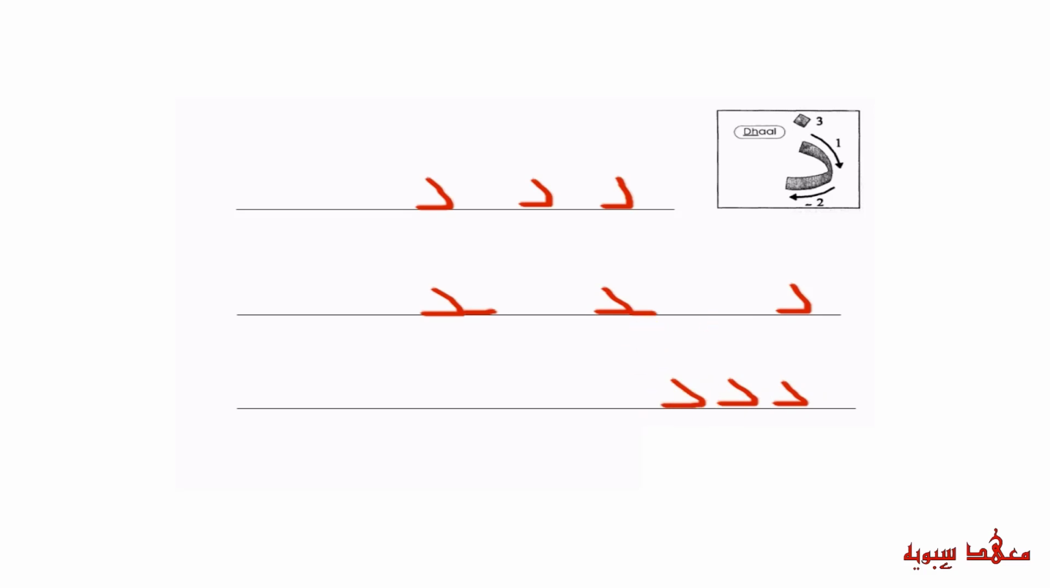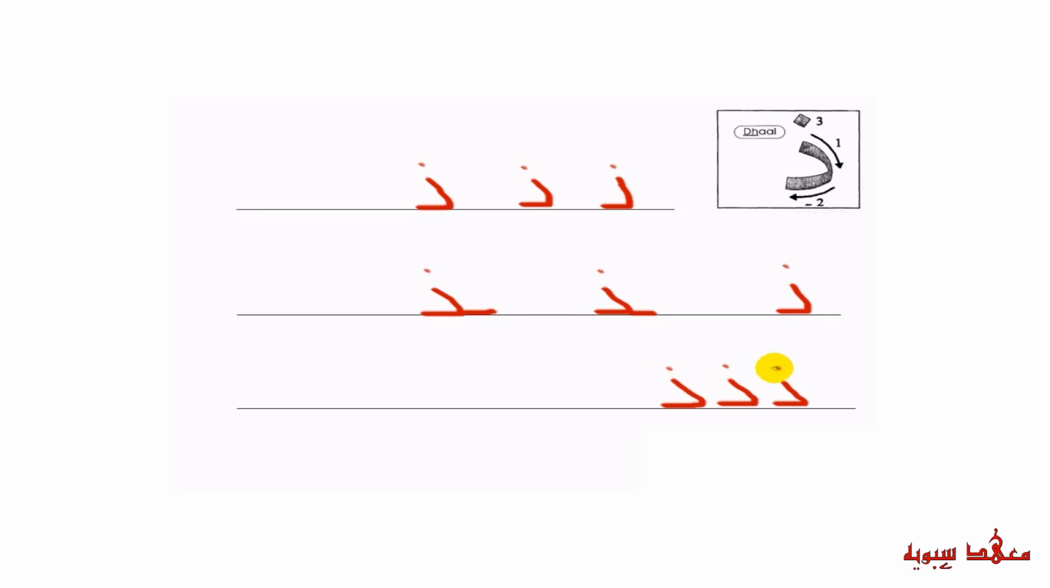Now with the dhaal, it's exactly the same as the daal with a dot on top. So each of them will have a dot. And we obviously write the dot after we write this part here. So dots will always be put after.